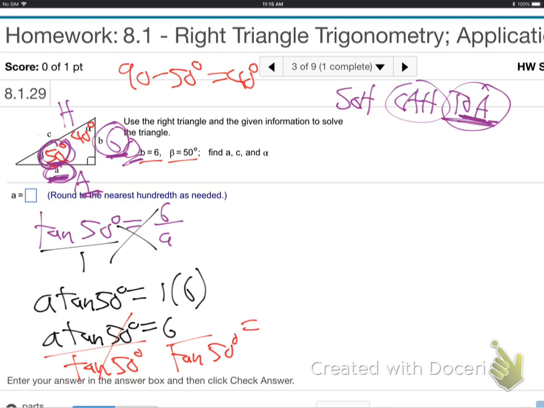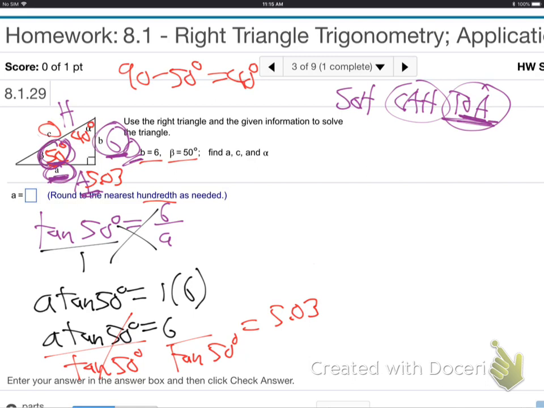And I'm getting 5.03. They want 2 places, the hundredths place. So this side is 5.03. We got the little a. Last thing, we're supposed to get all the sides and all the angles. What do we got left? We got to get the c over here.